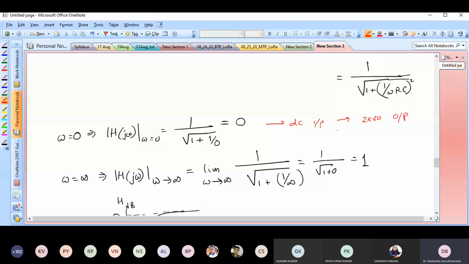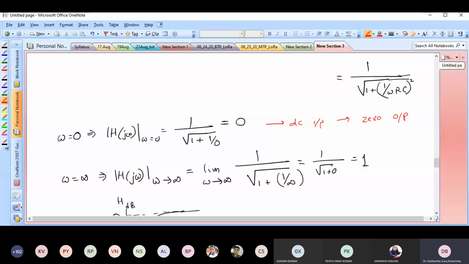Okay, so next you make omega very large. You make omega tend to infinity. So basically you take h of j omega, the limit as omega goes to infinity, 1 by 1 over actually j omega RC. So this thing you can easily show that it goes to 1. So for very large values, it is 1.